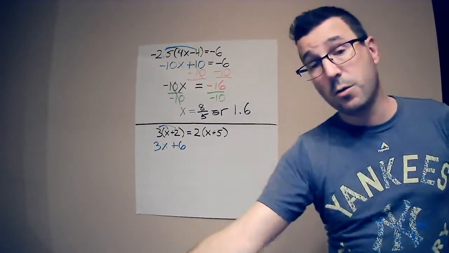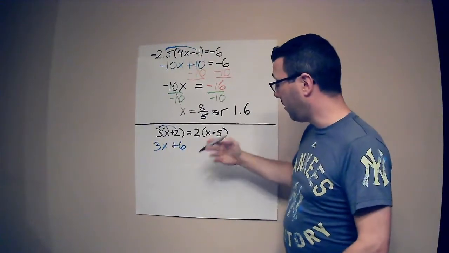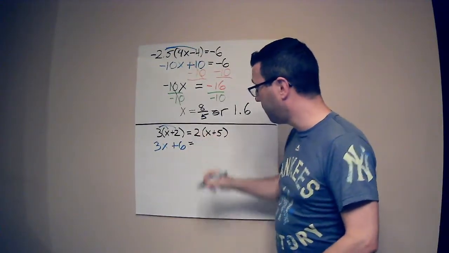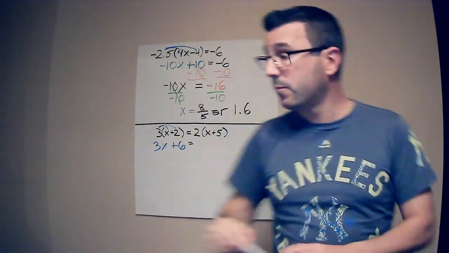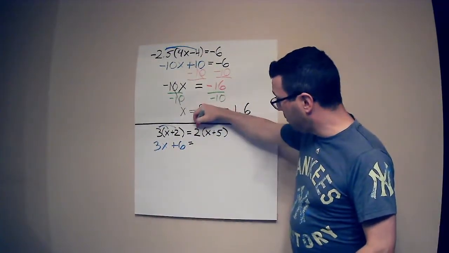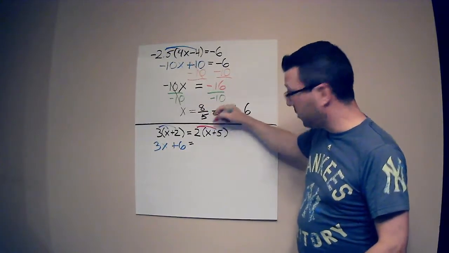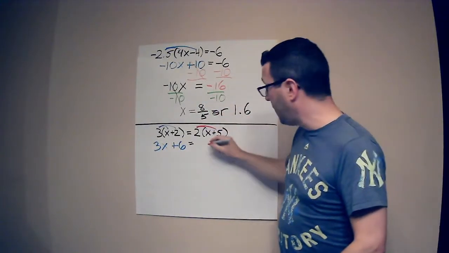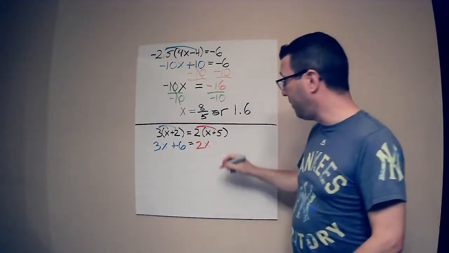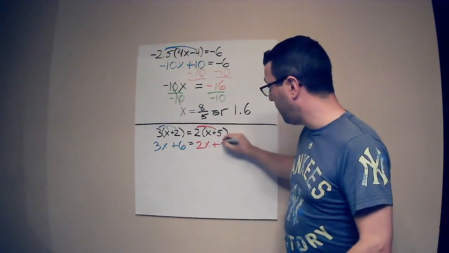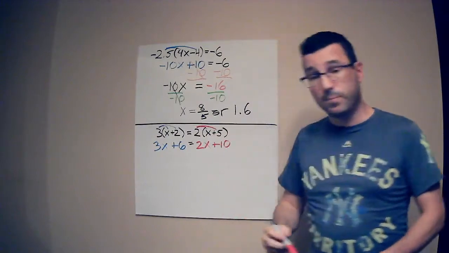So then I'm going to look at the other side. Put my equal sign. And now I'll distribute the 2. I have to do 2 times x, 2 times 5. 2 times x is just 2x. 2 times 5 is plus 10.